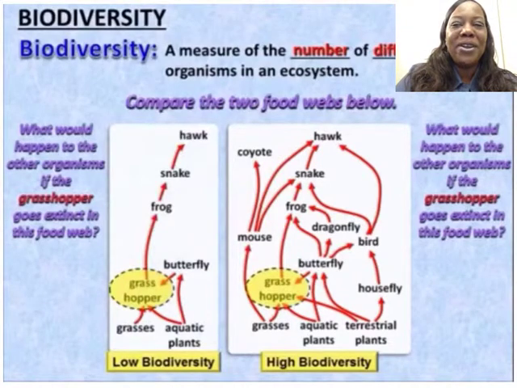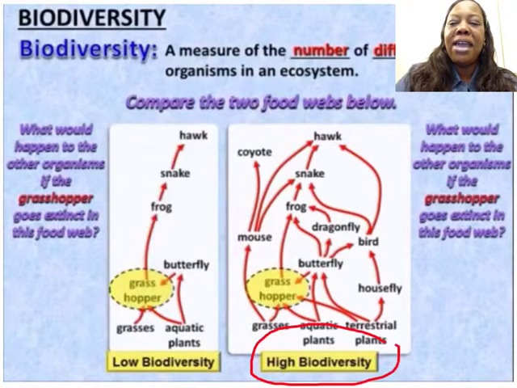Biodiversity, of course, is a measure of the number of different organisms in an ecosystem. You have low biodiversity that often exists in artificial ecosystems, and you have higher biodiversity that exists in natural ecosystems. Here in low biodiversity, species have less chance of interaction and less chance of survival. Here, however, in the higher biodiversity, you have a multitude of species that can feed off of each other, that can interact and increase their chances of survival.